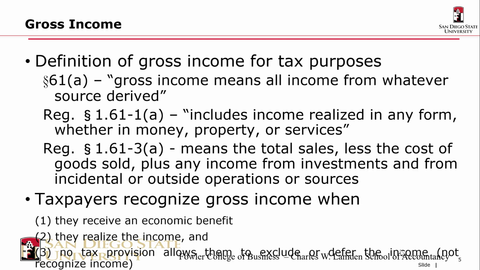So they don't have to pay you cash. They could pay you in stock. They could pay you in property like land, real property, or maybe personal property like machines or a motorcycle or a car, or they could provide services or chickens, right? So pretty much anything qualifies. Gross income means total sales less cost of goods sold, which I mentioned. And taxpayers generally recognize gross income when they receive the economic benefit. They realize that income. And then again, there's no tax provision that allows them to exclude or defer the income.